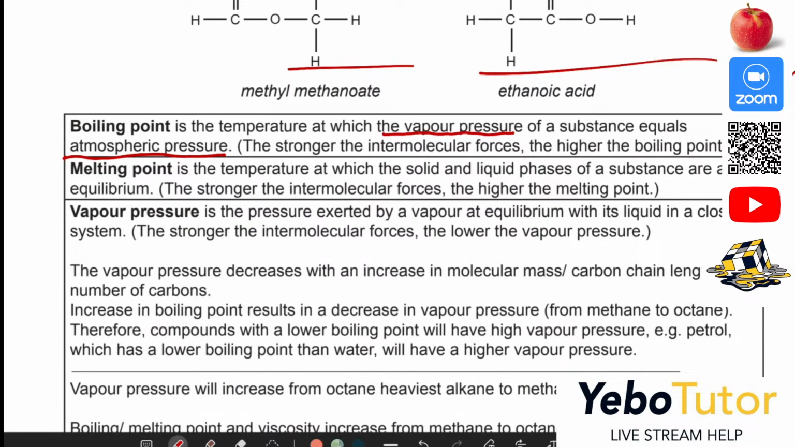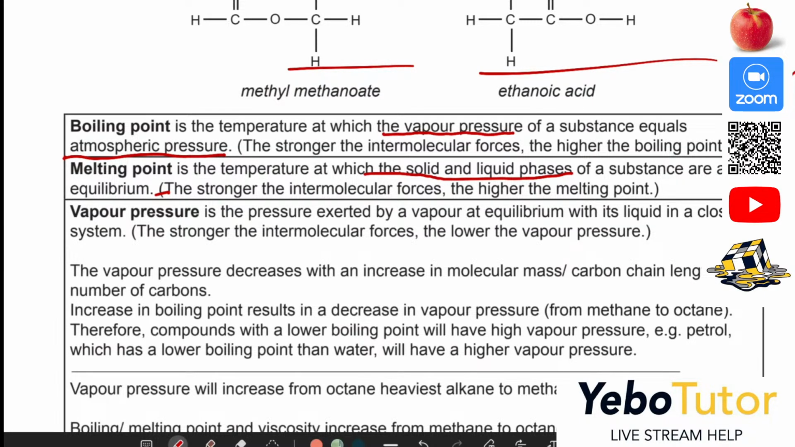Don't try to use your own English. No. Just use this English as it is. Boiling point is the temperature at which the vapor pressure of a substance equals the atmospheric pressure. Next, what is the melting point? Melting point is the temperature at which the solid and the liquid phases of a substance are at equilibrium, which means they are in a state of rest.